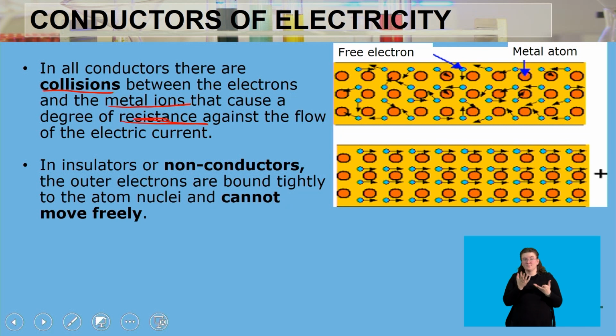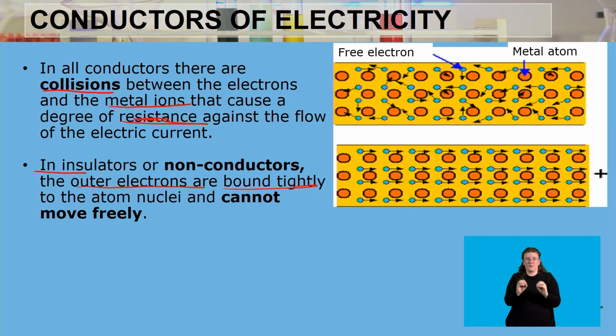However, in insulators or non-conductors, the outer electrons are bound tightly to the atom. Remember, in metals, the outer electrons are free to move around. They are called delocalized electrons. They are free to move around wherever and however they want.